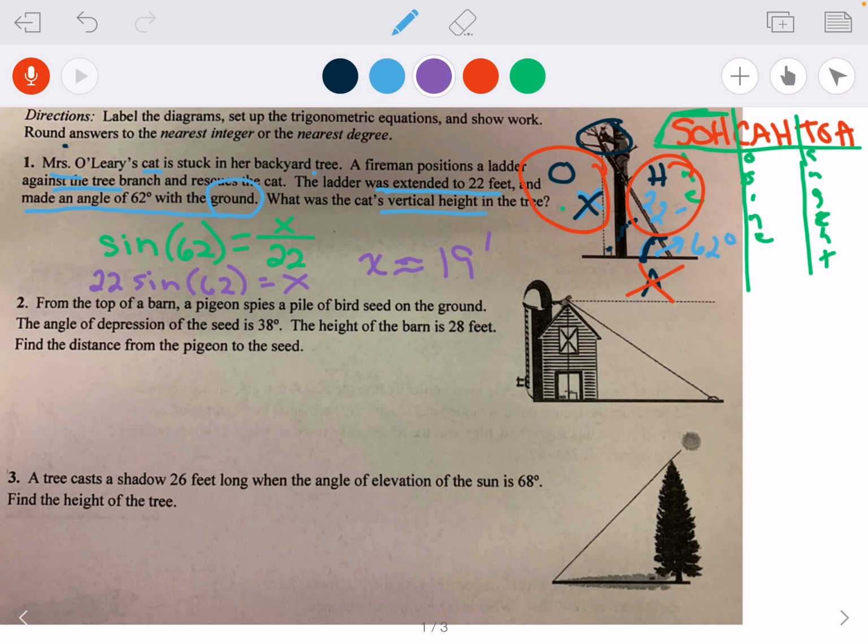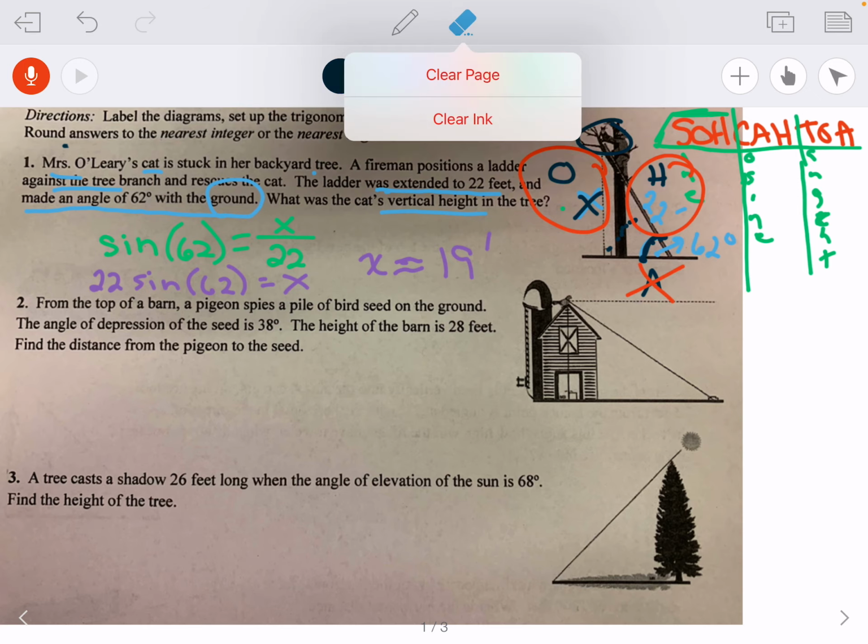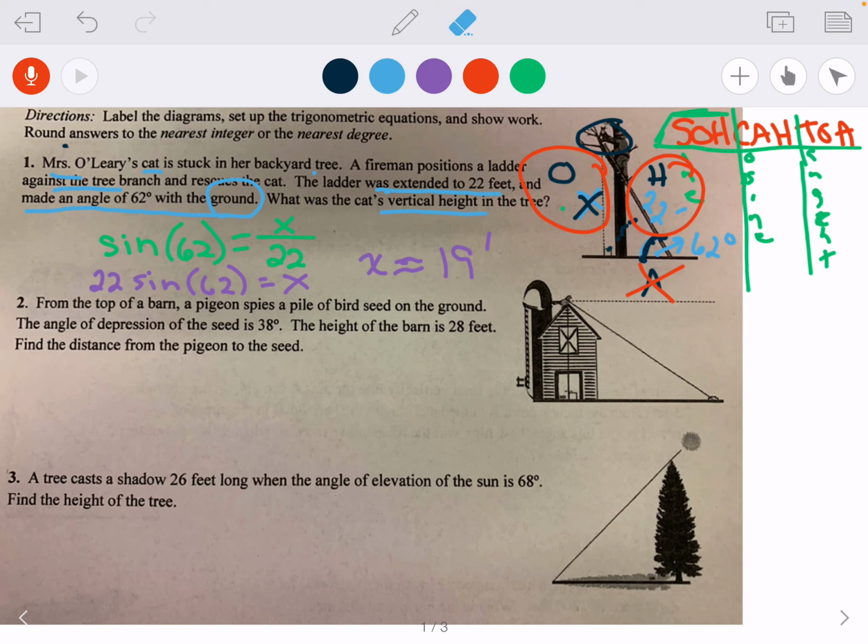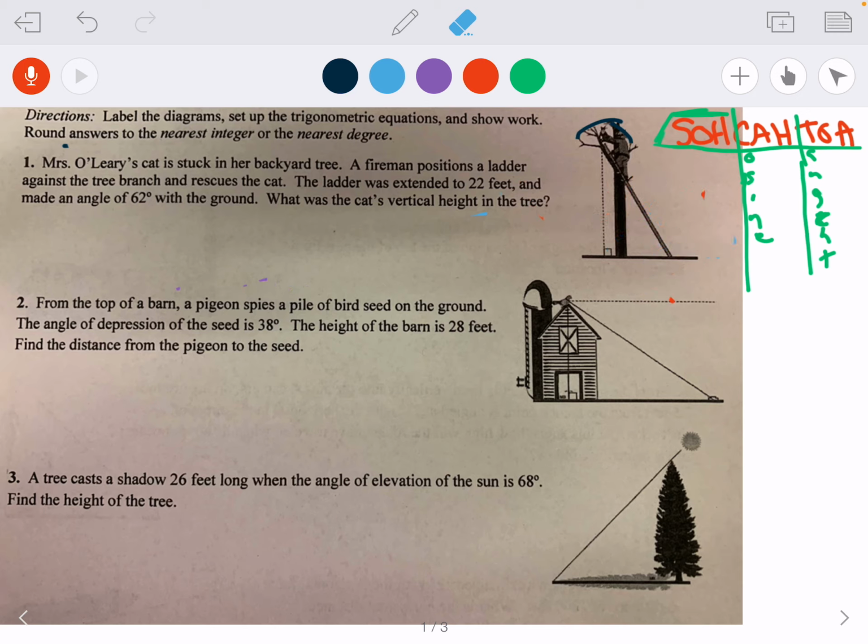So let's do another one. I'm going to erase that so it's not so cluttered. And then I'm going to read the next one, and we're going to go from there. So remember, you're sketching your diagram and you're labeling your sides and going from there.